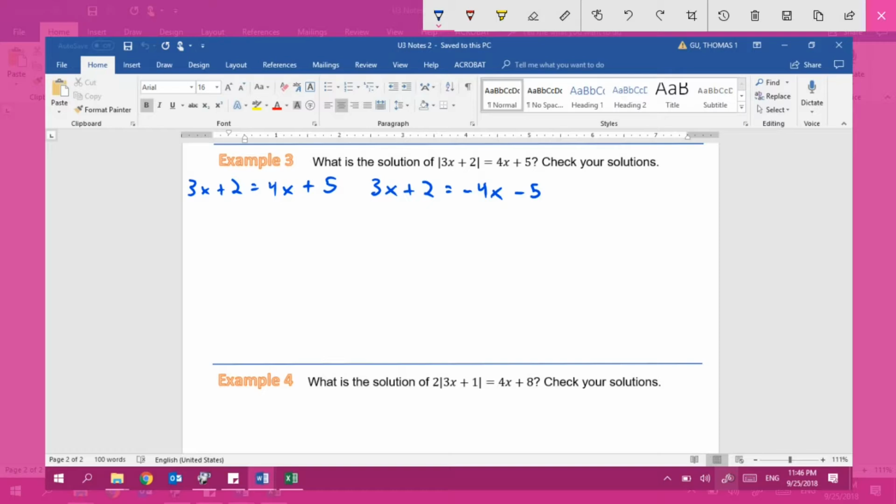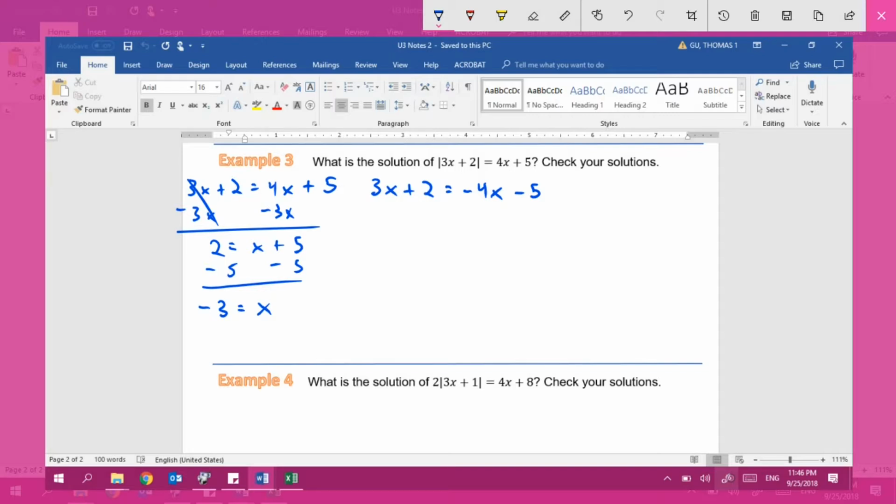And now let's solve. So over here on the left one, we're going to subtract 3x from both sides. That gives me, boom, 2 equals x plus 5. Then we subtract 5 from both sides. And that leaves me with 2 minus 5 is negative 3. So negative 3 equals x. So one of my solutions is x equals negative 3.